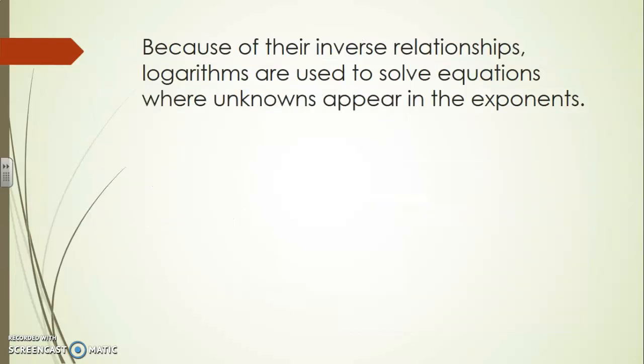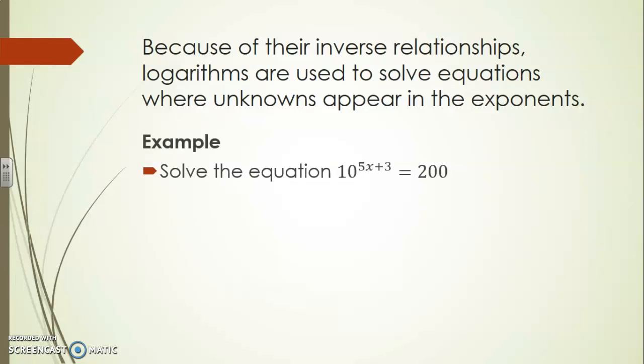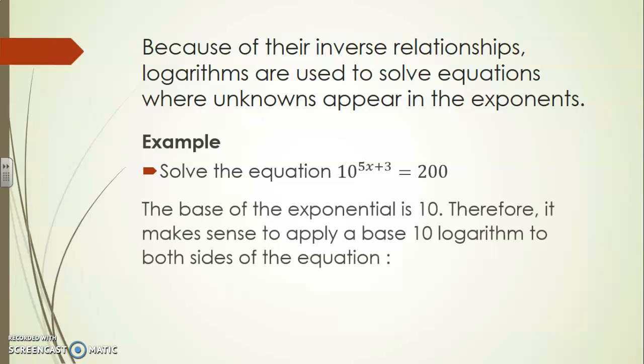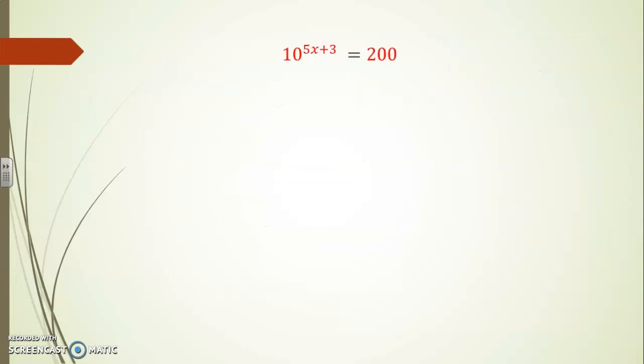Because of their inverse relationships, logarithms are used to solve equations where unknowns appear in the exponents. For example, let's solve the equation 10 to the power 5x plus 3 equals 200. Notice how the unknown appears in the exponent of a base 10 exponential function. Since the base of the exponential is 10, it would make sense to apply a base 10 logarithm to both sides in order to solve the equation.